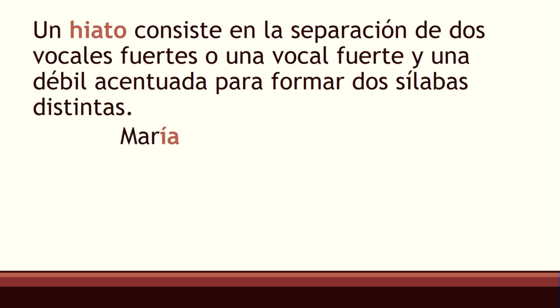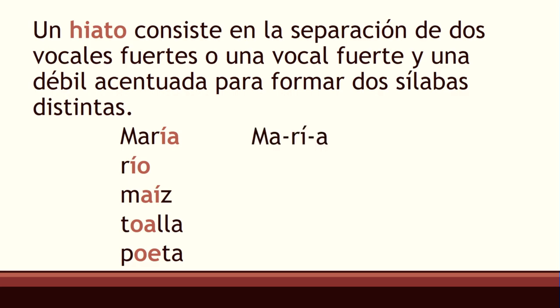So, por ejemplo, tenemos María. So, see here, the I has an accent mark. So, it becomes a strong vowel because the accent falls on it. Okay, so we have María, we have Río. Again, same thing. The accent is on the I. The stress of the word is on the I. We have maíz, same thing. And here we have toalla, 2 strong vowels. And poeta, again, 2 strong vowels. So with María, see how the I and the A separate because they're strong vowels. The I becomes strong with the accent mark, so they cannot be together in the same syllable.